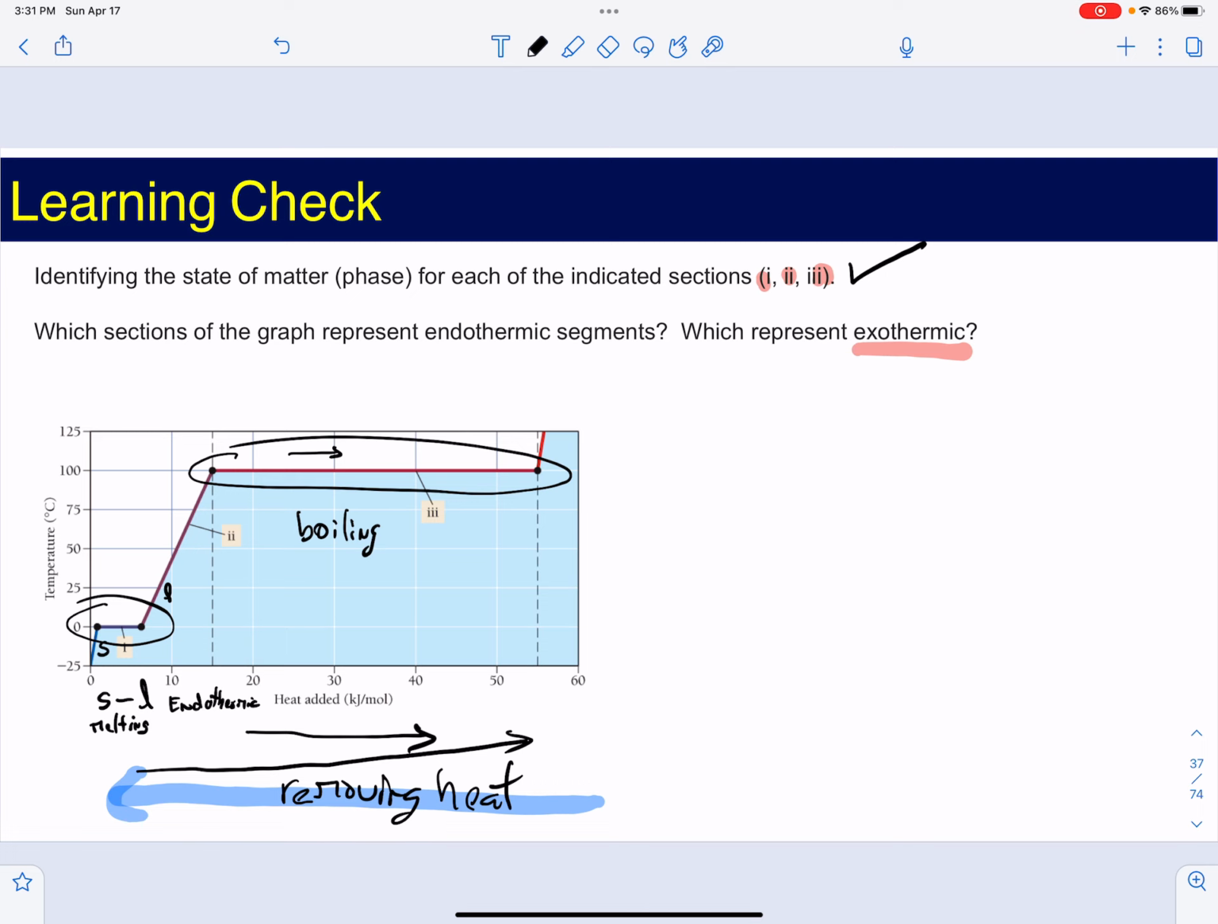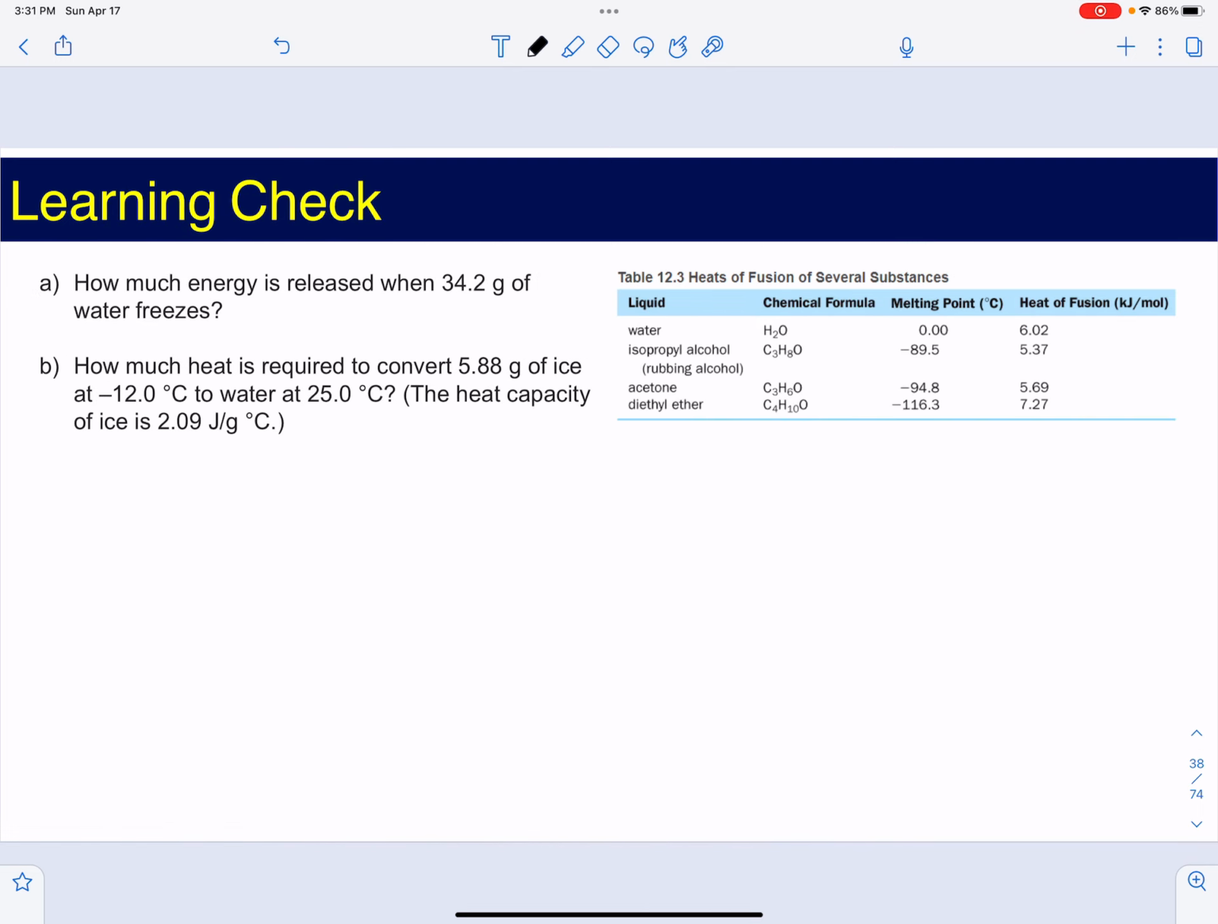So that will answer this learning check. Let's see what else we have. What about here? How much energy is released? So we know that energy is going to be released. We can say that heat is going to be released. And we can say that the enthalpy is going to be negative, where energy is being released.